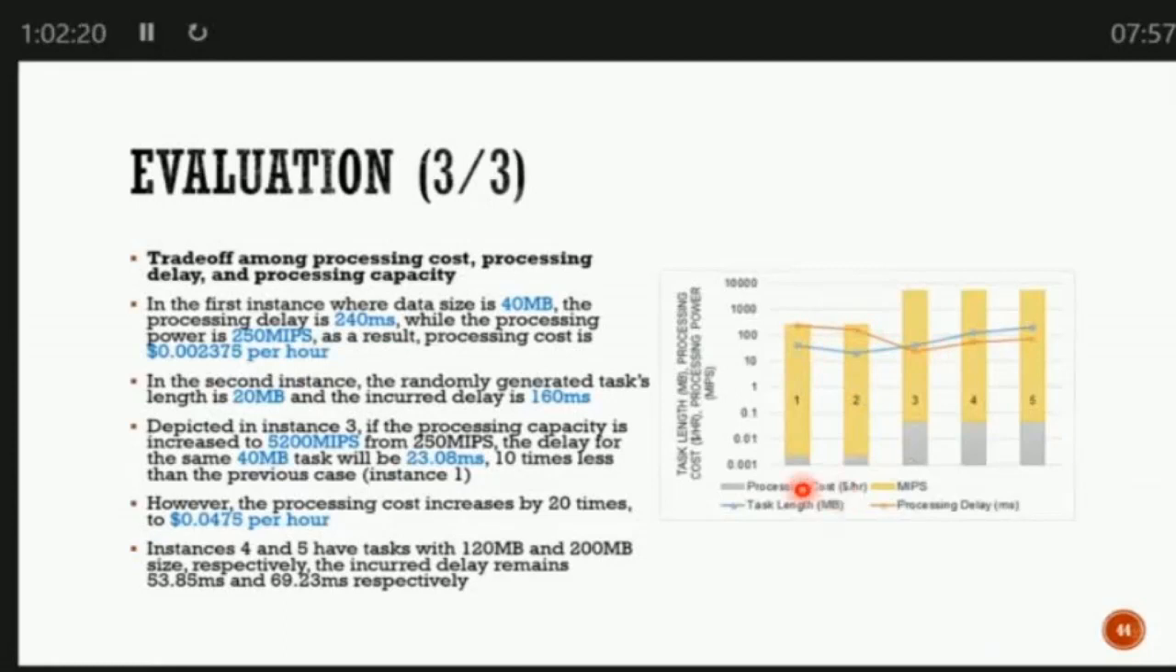This was the processing cost, the gray one. As you can see here, this gray part is so small, but this gray part is huge. So it's a trade-off. If you enhance the capabilities of your fog, you can get better performance, but this would come at a cost. If you can bear that cost, then obviously you would do this, otherwise not. So overall, it's a trade-off between your processing cost, your processing delay, and your processing capacity.